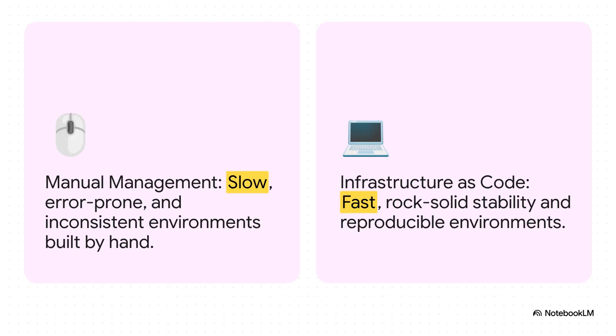So, the solution to all this chaos? It's a huge shift in thinking, called Infrastructure as Code, or IaC for short. We're talking about moving away from those fragile, inconsistent environments that were built by hand, and moving towards something that's rock solid and totally reproducible. Your infrastructure becomes just as reliable and version controlled as your actual application code.